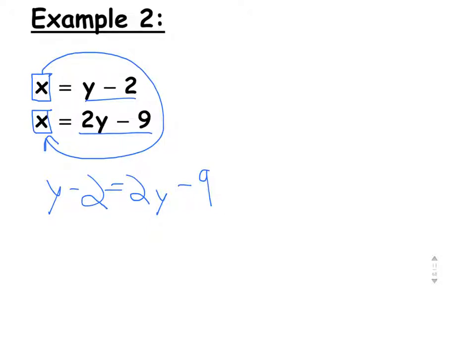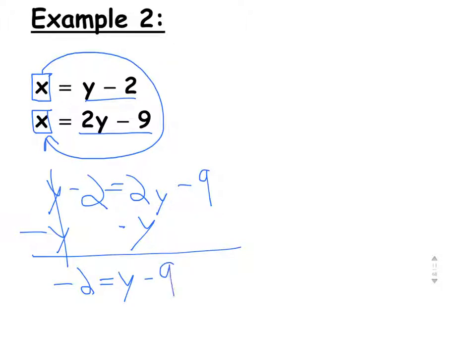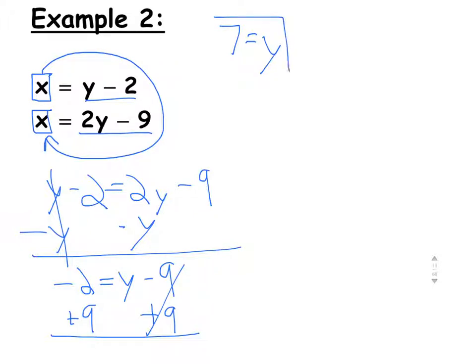Now we just have to go ahead and solve this. Again, one variable, one equation. We should know how to do this. I'm going to subtract my y's over so I have my y's on the same side. So I get negative 2 equals 2y minus y, which is just y, minus 9. And now let me add the 9 over to each side. Those cancel. Negative 2 plus 9 is 7. And then I just have y on the other side. So that tells me that y is going to be equal to 7.